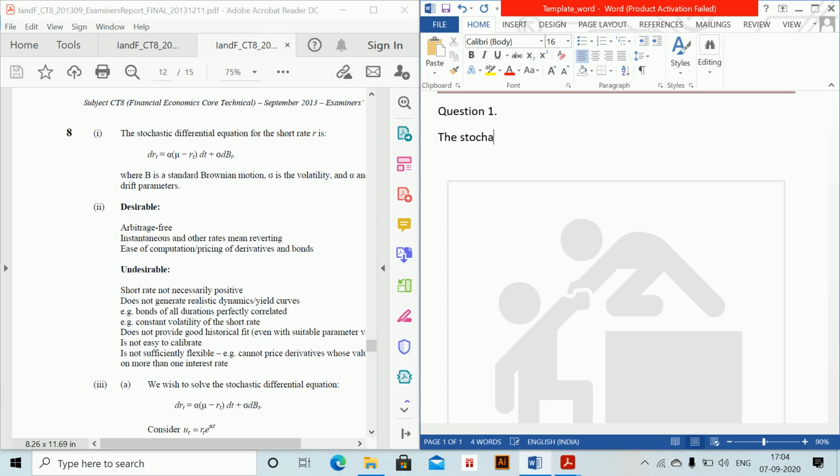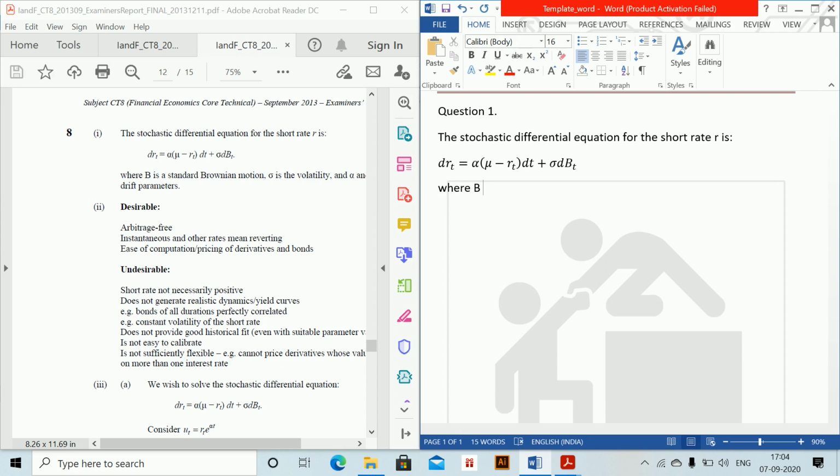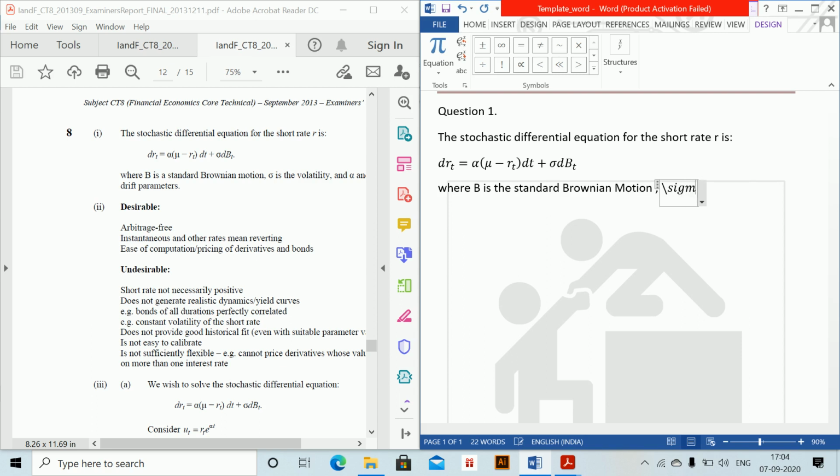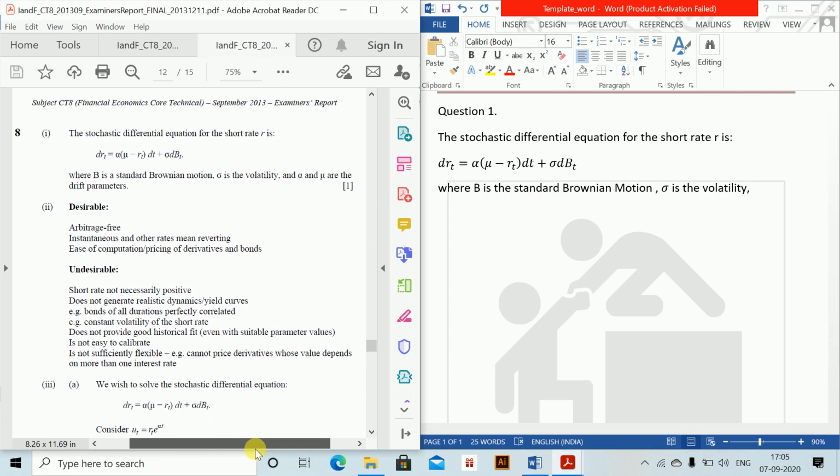The stochastic differential equation for the short rate R is dR_t = α(μ − R_t)dt + σ dV_t, where V is the standard Brownian motion, and σ is the volatility, and μ is the drift parameter.